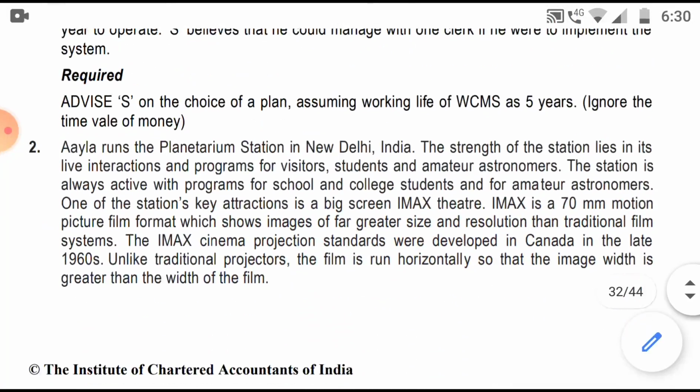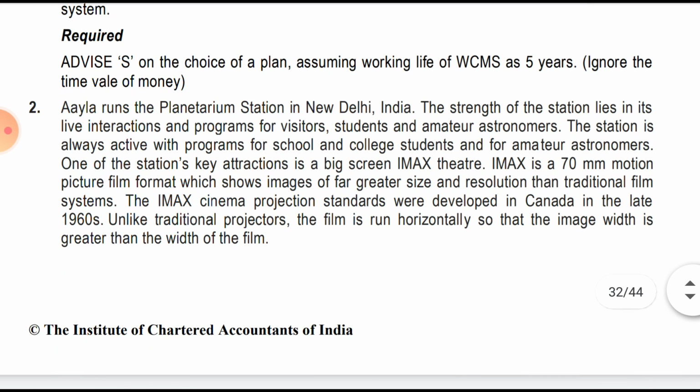Second question, Ayla. Ayla runs a planetarium station in New Delhi, India. The strength of the station lies in its live interaction and the program for the visitors.